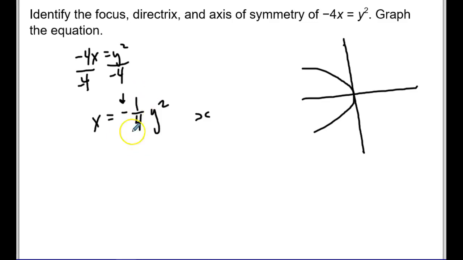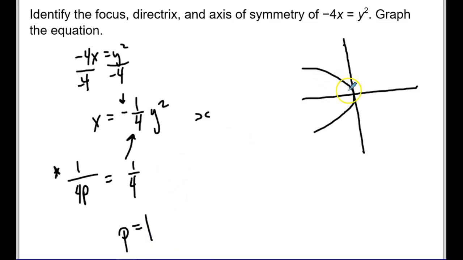This 1/4 tells me again how big and skinny, tall and skinny, it is. Okay. So I have to find the focus. To find the focus, I have to find my p value. And I know that I have 1 over 4p. Always, we're going to start here, 1 over 4p. So I can take that, and I can set that equal to this 1/4. Well, seeing these fractions together, I know that p is going to be equal to 1.